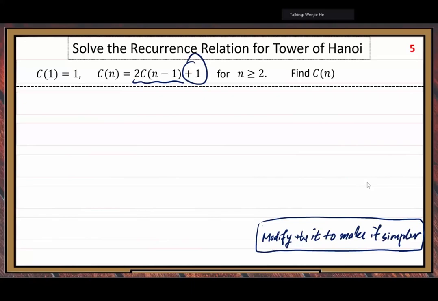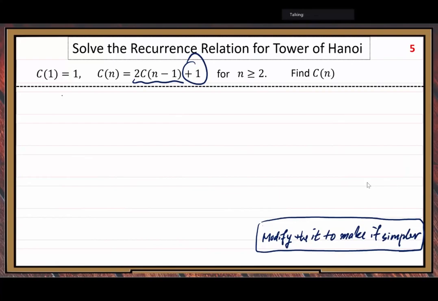Every time we multiply by 2. When we calculate the current C of n, we just multiply the previous C of n minus 1 by 2. Then to get C of n minus 1, we multiply another 2, we use C of n minus 2, and so on, right? So here you can see, after the change, it's very easy.